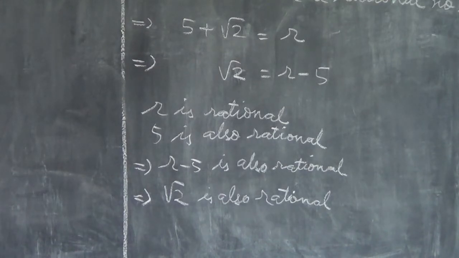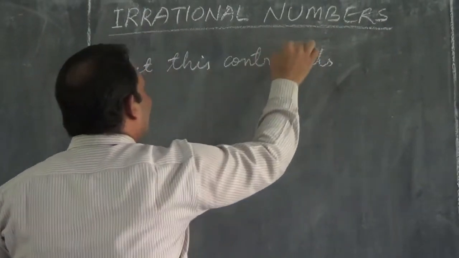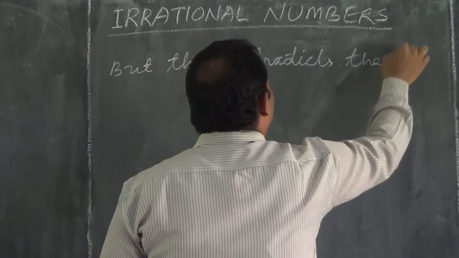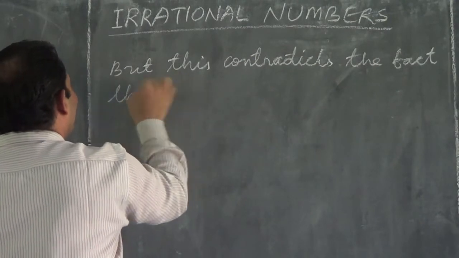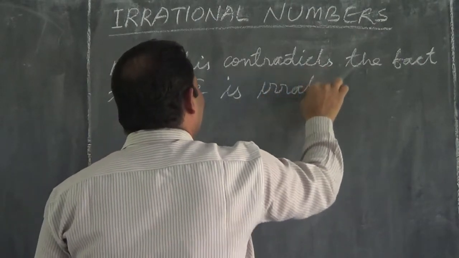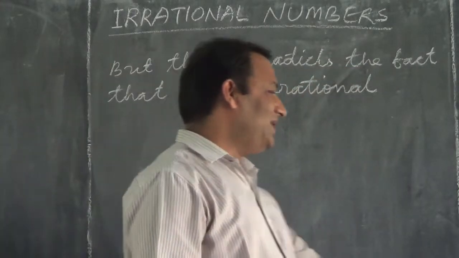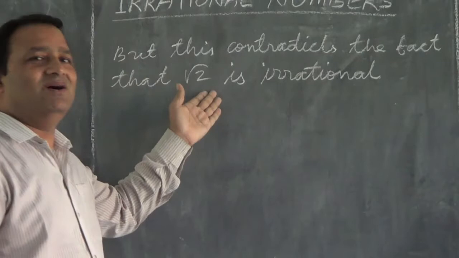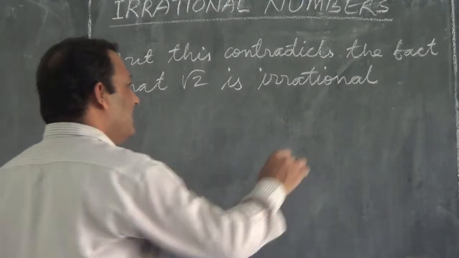But this contradicts the fact that root 2 is irrational. Here we are getting root 2 is rational, but actually root 2 is irrational. Already we have proved it. So this contradicts the fact that root 2 is irrational.